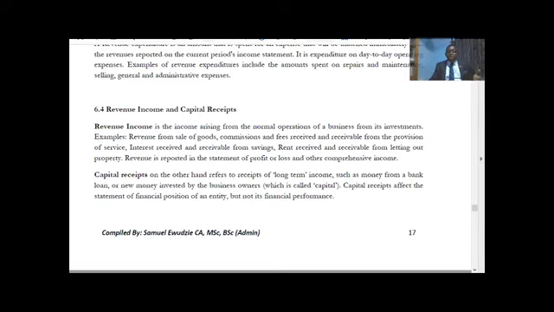Example, revenue from sale of goods, commission and fees received and receivable from provision of service, interest received and receivable from savings, rent received and receivable from letting out property. Revenue is reported in the statement of profit or loss and other comprehensive income.